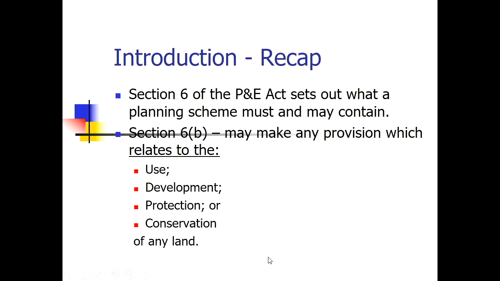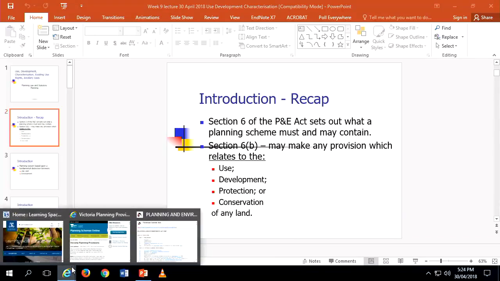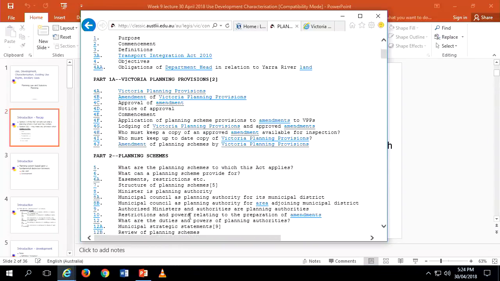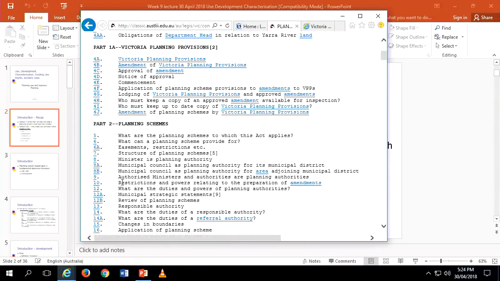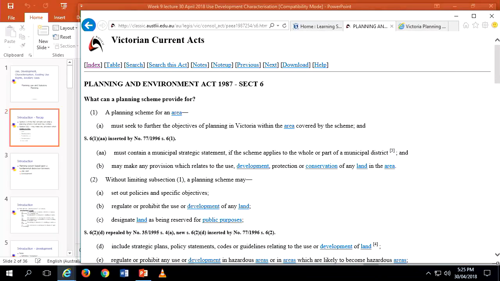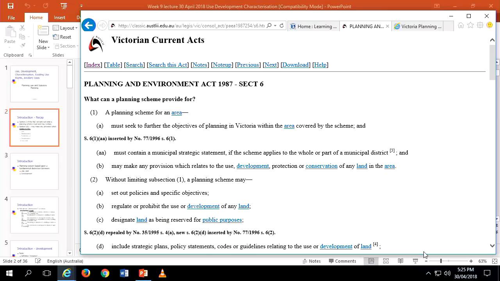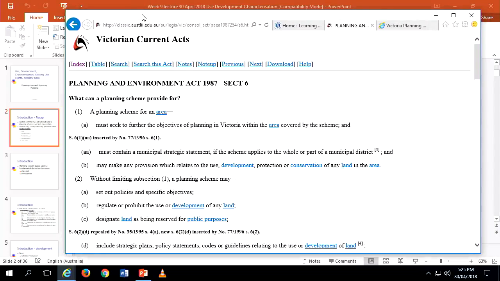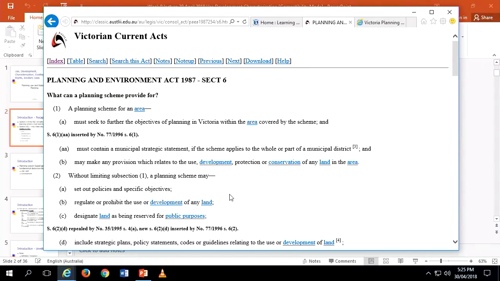Okay, so just as a little bit of a recap, Section 6 tells us what can and can't be in the planning scheme. And one of the fundamentals of 6B is worth just relating back to the Act and thinking on what the implications of that are, 6A and 6B. I sort of labour this slightly to make a point that the planning system at its fundamental basis deals with use and development of land in a very particular way that you really must understand to be able to do statutory planning in Victoria.